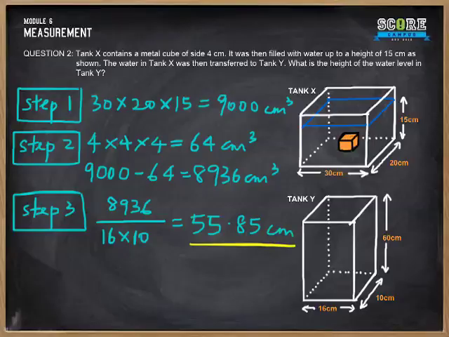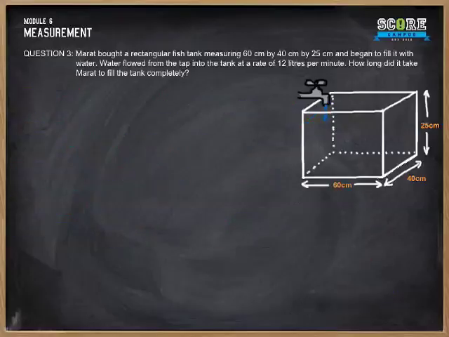Moving to the next one. Question 3, Marat. I love the name, Marat. Marat bought a rectangular fish tank measuring 60 cm by 40 cm by 25 cm and began to fill it with water. Look at the diagram to your right. Water flowed from the tap into the tank at a rate of 12 liters per minute. As you can see, we are combining volume plus rate and speed. How long did it take Marat to fill the tank completely?